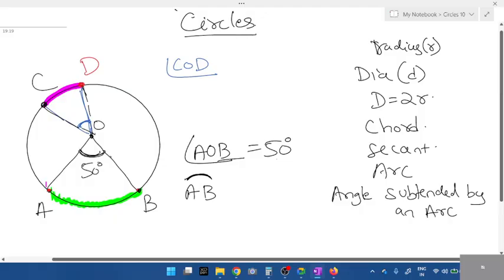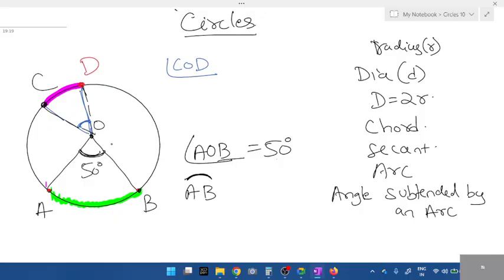AOB looks larger, right? So from this we have understood the angle subtended depends on the size of the arc. The greater the arc, the greater the angle subtended. Okay, the greater the arc, the greater the angle subtended.